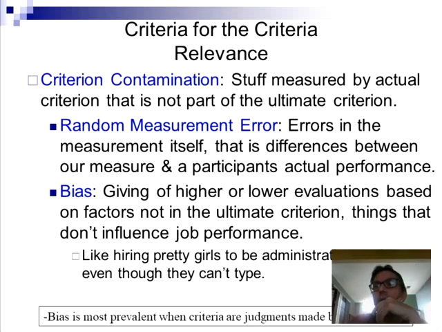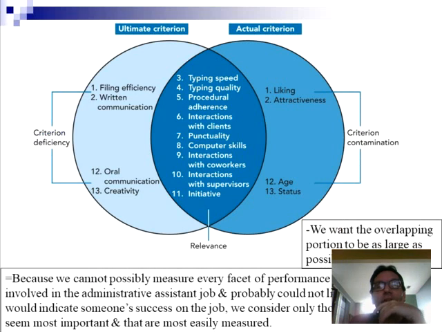Okay? And so the idea is that this notion on the far right, liking, attractiveness, age, and status, that is part of the bias of criterion contamination. But criterion contamination also occurs down the center here in the overlap if I'm not doing an accurate measure. Okay? My actual criterion includes typing speed, but I gave them a faulty keyboard. So clearly it's not relevant anymore.